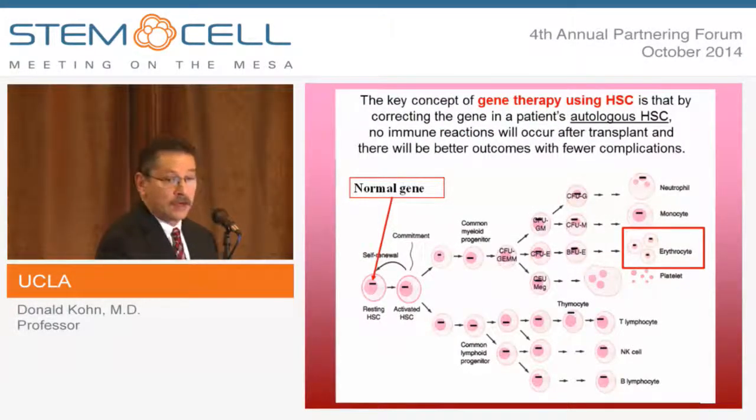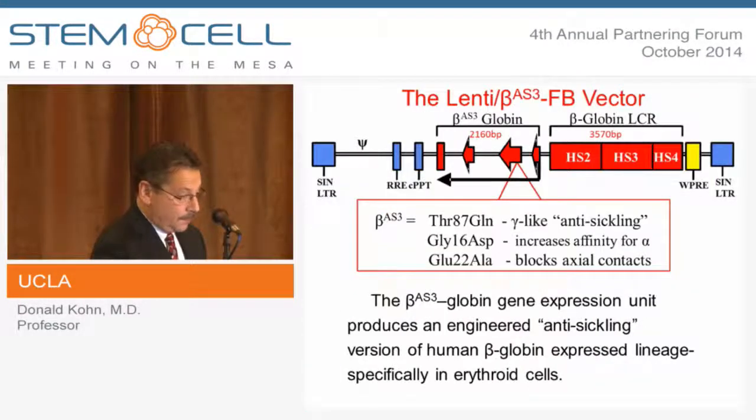And so what we're talking about is a combined product that's both a gene therapy and a stem cell therapy. And the idea is to introduce this anti-sickling beta-globin gene into the autologous hematopoietic stem cells from patients with sickle cell disease, so that when transplanted, they'll now have a permanent source of stem cells that will make normal erythrocytes. And the vector that we're using is shown here.